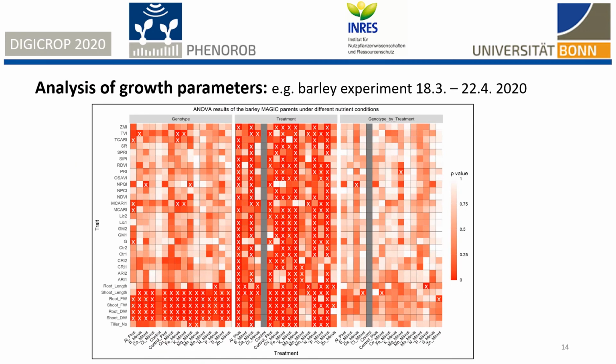This is again the heat map for the barley parental MAGIC lines. As you see, there is a treatment effect on the traits, and there are variations between the genotypes in the traits in response to the nutrient imbalance treatments. There are also some interaction effects.